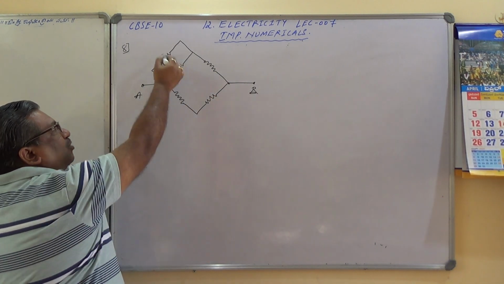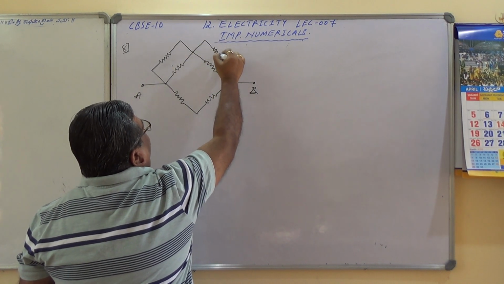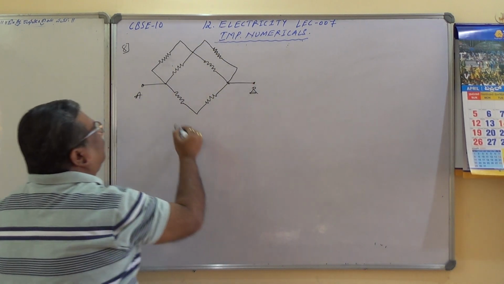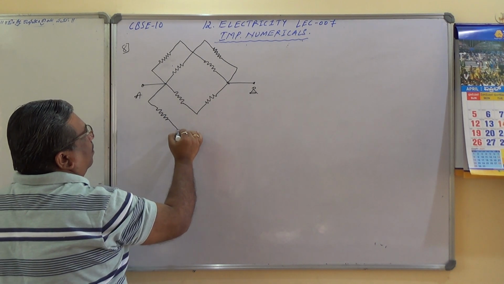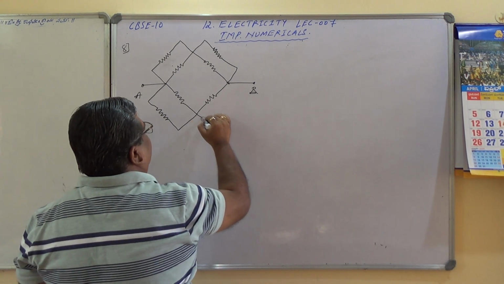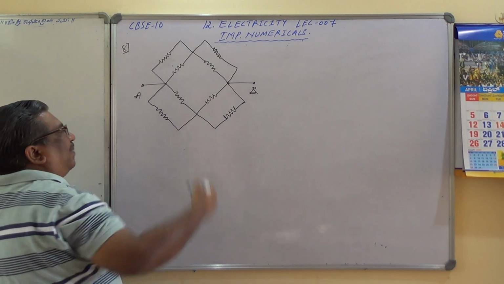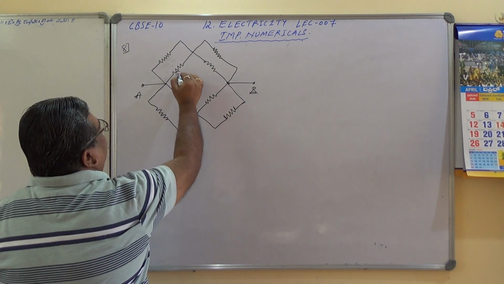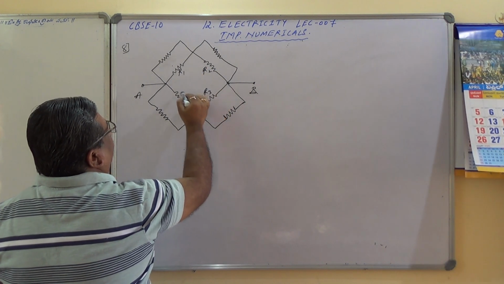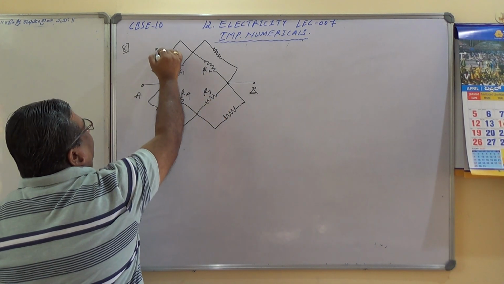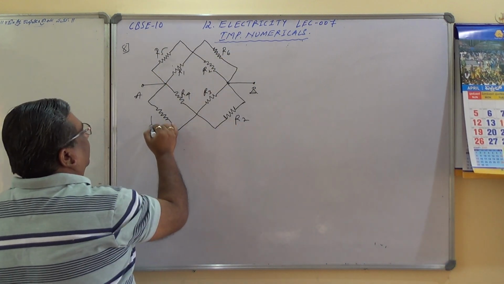parallel combination. These two are in parallel combination. Also, this way, one more resistor in parallel combination. Similar to the above cases, here also it is parallel combination and one more resistor here. All these are in parallel combination. So let me name them R1, R2, R3, R4, R5, R6, R7, R8.